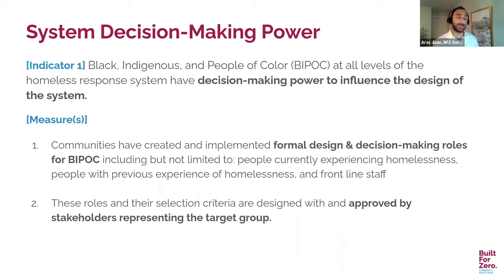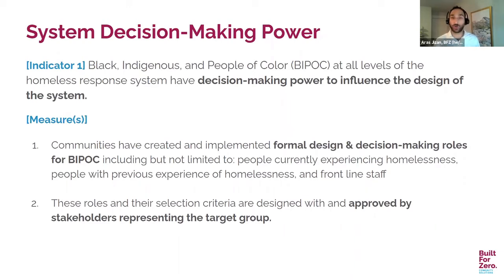And what we mean by that is thinking about who holds the ability to influence the design of a system in your community, and whether Black, Indigenous, people of color are represented in those key decision makers. So 2 ways that we think you might want to start to measure this are, first, looking at your formal decision-making and design roles, and seeing who's sitting in those chairs, right? Does it include people with lived experience of homelessness, people who are currently experiencing homelessness, and frontline staff?